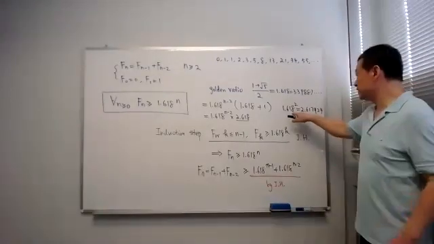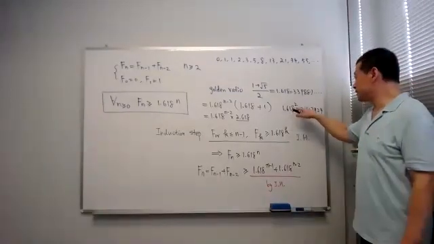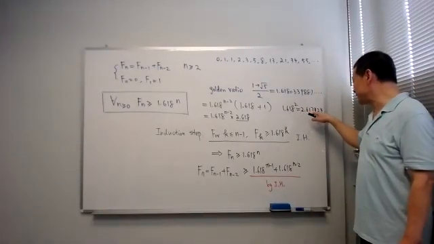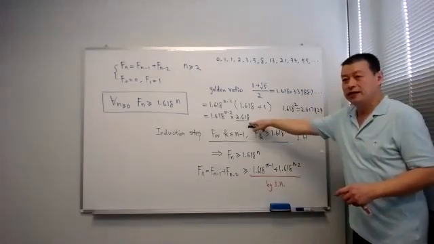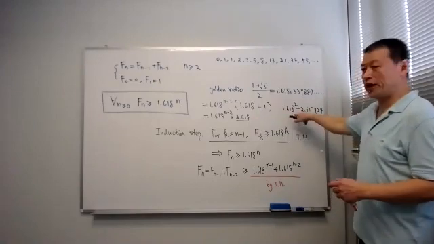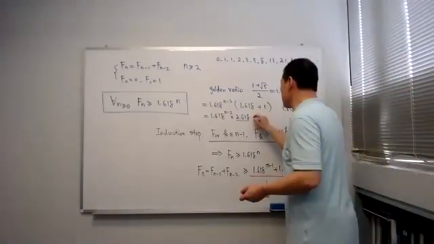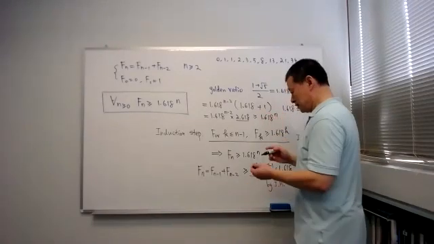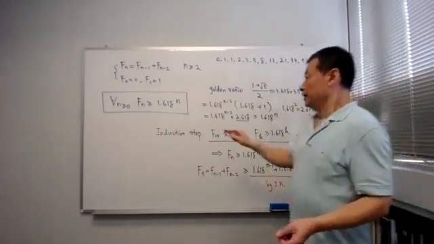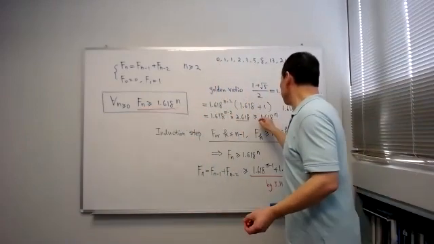Okay, this one. 1.618 squared is 2.617924, I think, something very close to this one. It's less than this one. All right, so this one is bigger than the squared. So therefore, we can say, all right, so this one indeed holds.